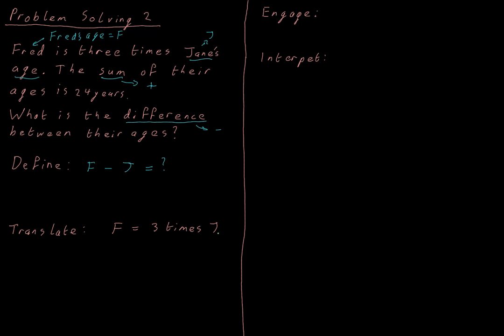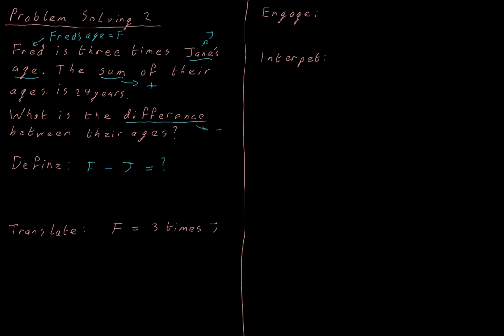If Jane was 10 years old, Fred would be 30 years old. So whatever age Jane is, Fred is 3 times older. And that's what I've said here. Fred is 3 times older than Jane. This is a more mathematical way of writing Fred is 3 times Jane's age. So I've now taken that and I've translated it into more mathematical type language.